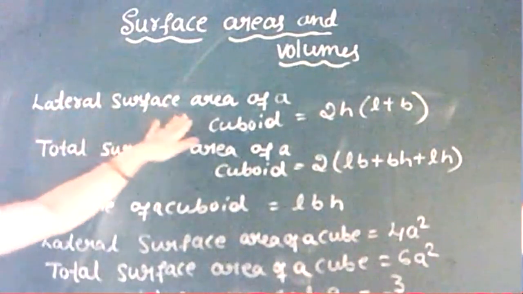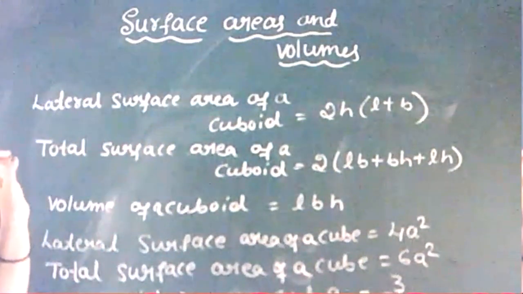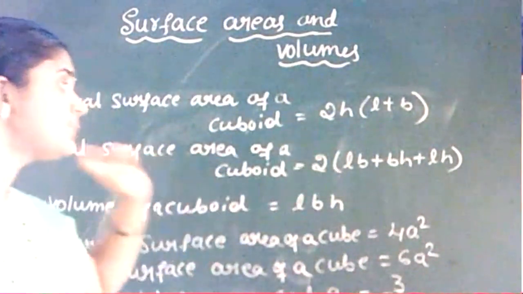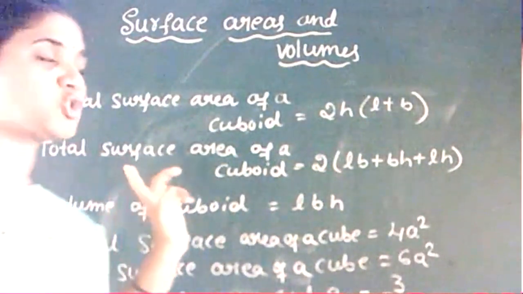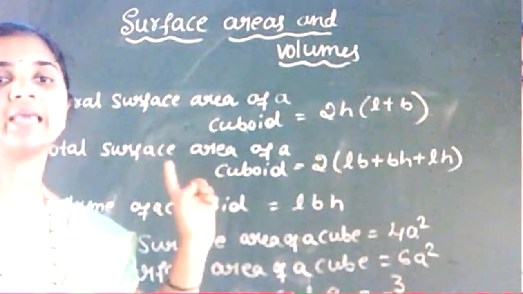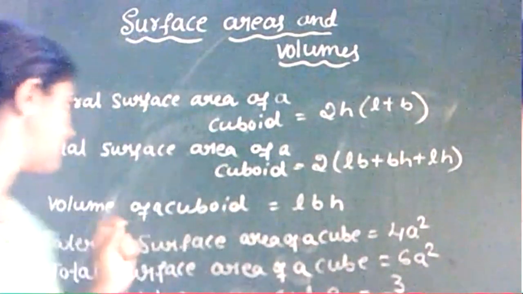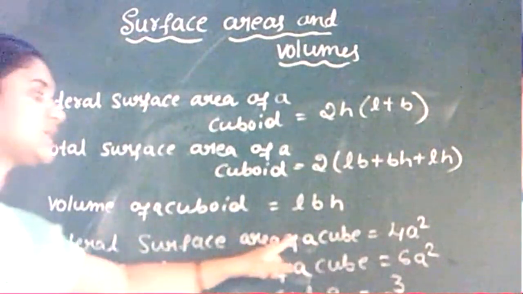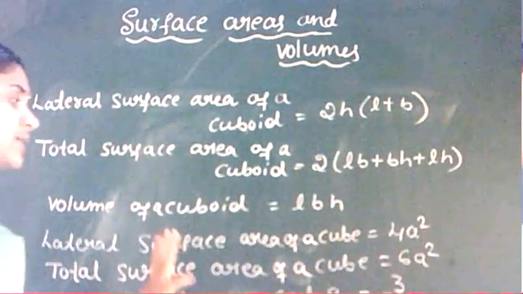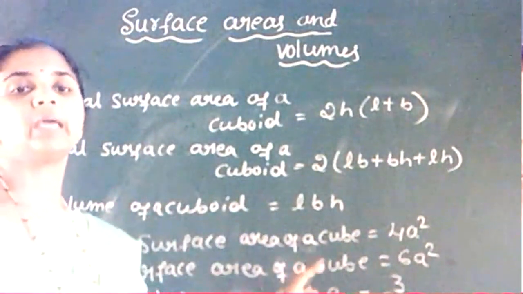Lateral surface area of a cuboid is 2h into (l plus b) square units. Total surface area of a cuboid is 2 into (lb plus bh plus lh). Volume of a cuboid is l into b into h cubic units. Next, lateral surface area of a cube is 4a square, total surface area of a cube is 6a square, and volume of a cube is a cube.